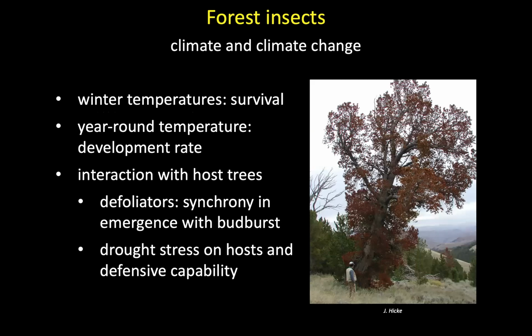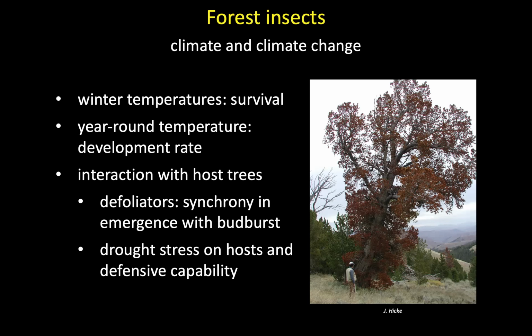Climate change affects forest insect outbreaks in several different ways. The first is through winter temperatures. Very cold conditions kill insects, and so the warming winters that we've had over the last several decades have allowed for more survival and therefore facilitated outbreaks. Year-round temperatures govern insect life stage development rates. So with warming conditions, life stages can be completed from egg to adult, and populations can therefore increase more rapidly. And then there's interaction with host trees.